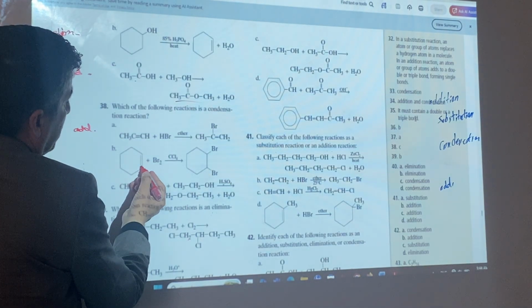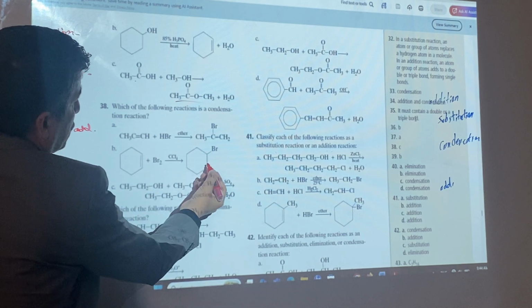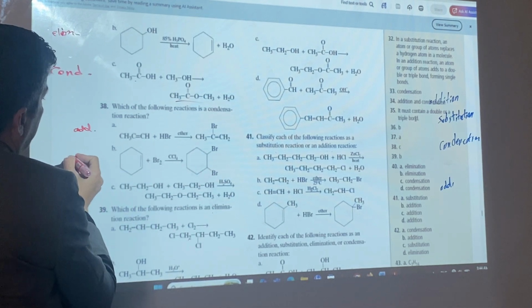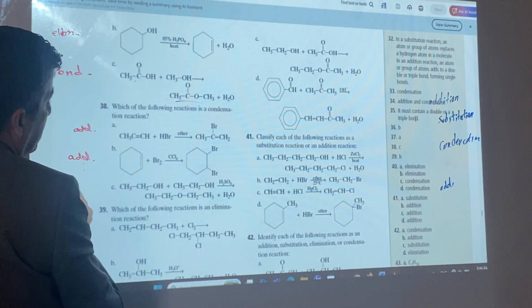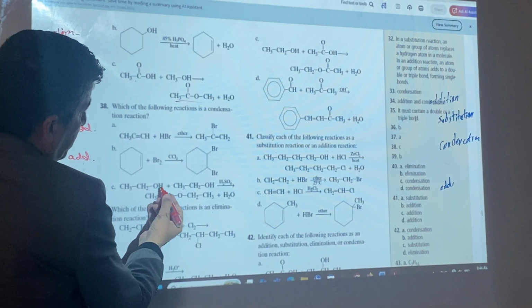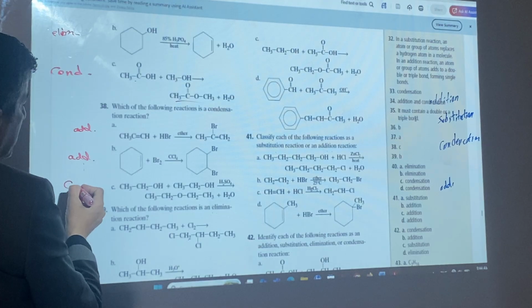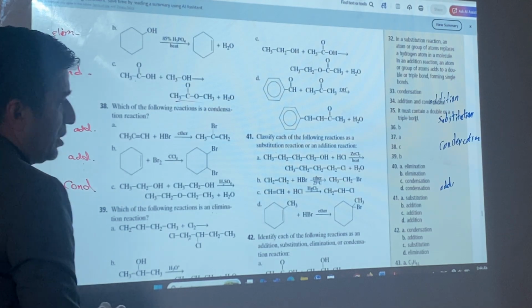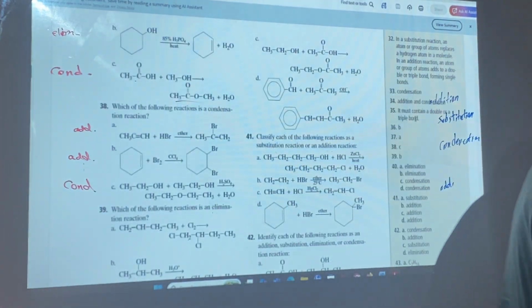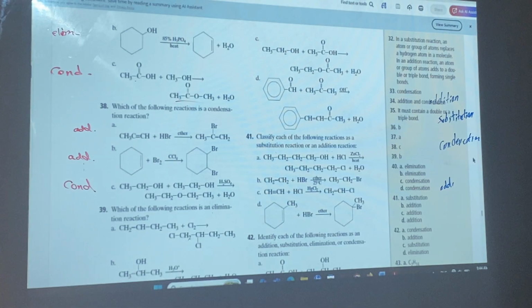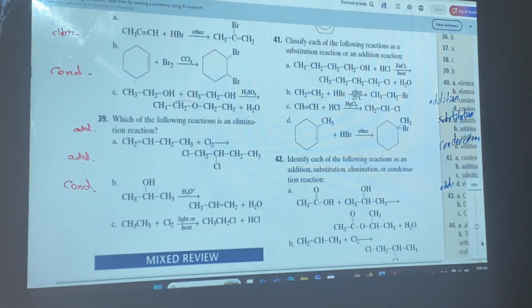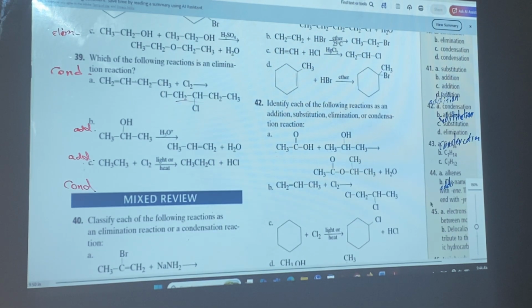And here we have a double bond also in the ring changed to a single bond. Also we have an addition reaction. And here we have two molecules combined, a big molecule with water produced. We can say that we have a condensation reaction. Another question we have here.